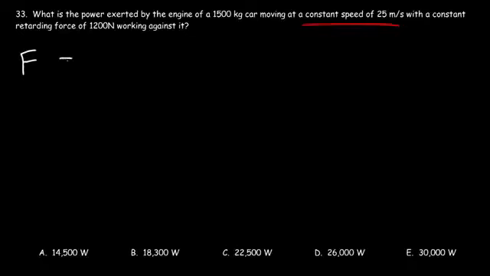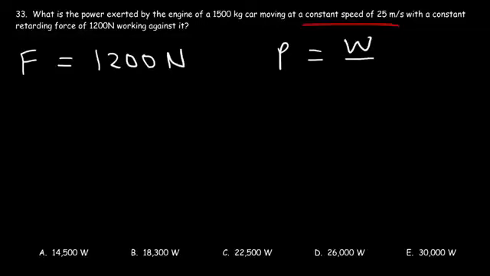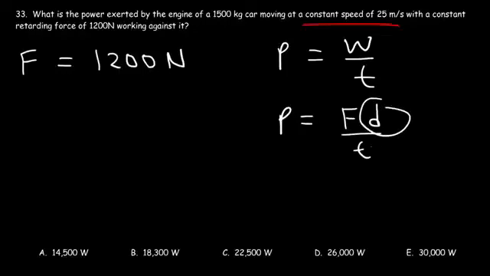So now that we have the applied force of the engine, we can now calculate the power exerted by the engine. Power is the rate at which energy is transferred. So power is work divided by time. And work is force times displacement. And displacement divided by time is velocity. So power is force times velocity.